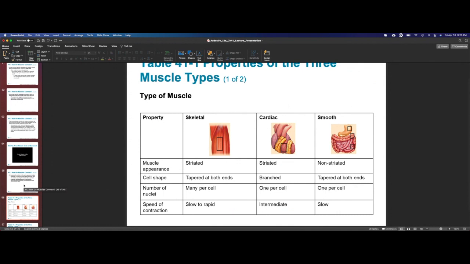Skeletal muscles also are potentially the quickest acting kinds of muscles, but you can also use them in a slow controlled manner as well. Cardiac is going to be intermediate in speed of contraction, and smooth muscle is going to be slow in speed of contraction.